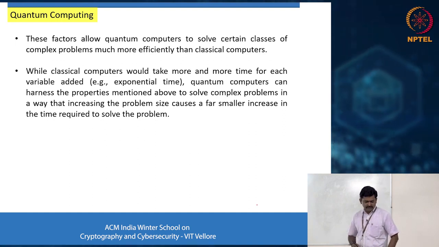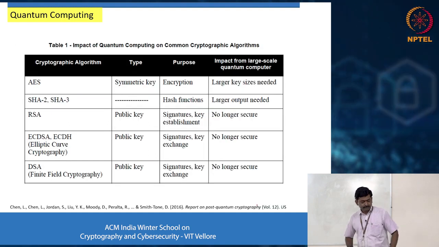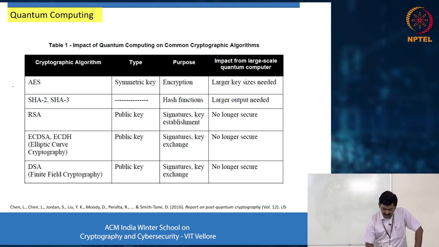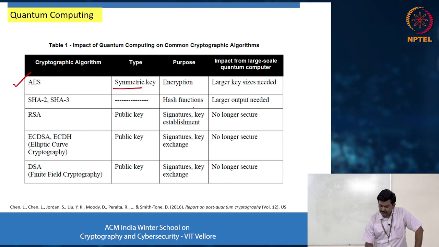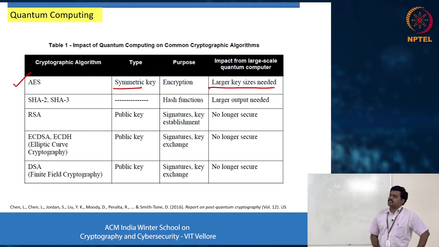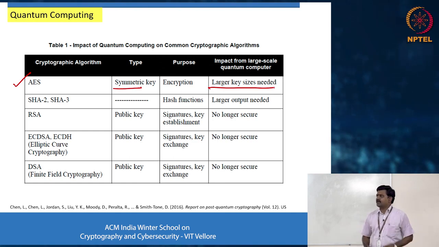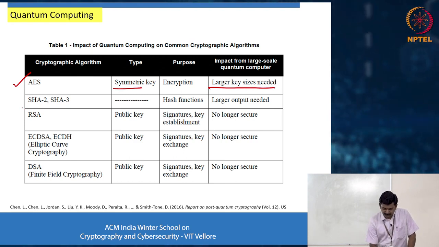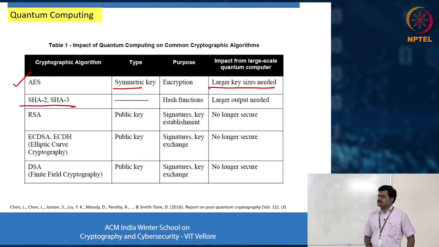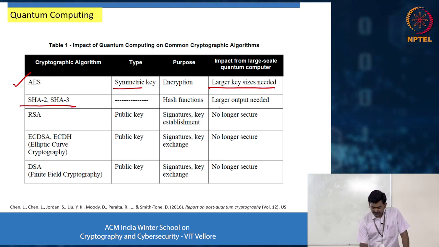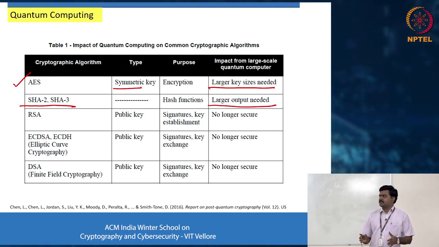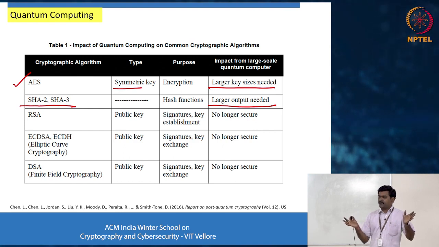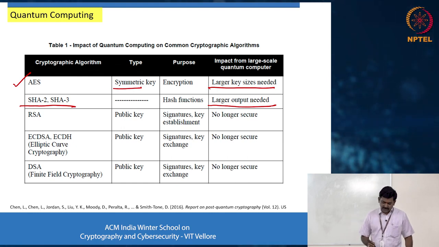Now, how is it influencing cryptography? If you notice, we have discussed AES, which is a symmetric key encryption. If a quantum computer comes into the picture, you require larger key sizes of AES. That's all. You need not go for replacement of the AES. Again, in the case of SHA, that means hash functions, you need to go for larger outputs. So when you have seen variable length input to the fixed length outputs of hash algorithms, you should go for a much larger one.